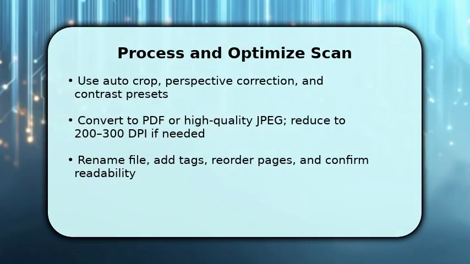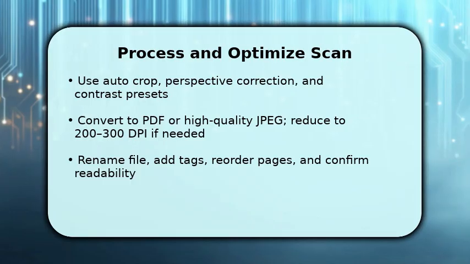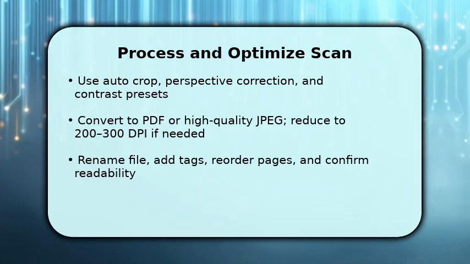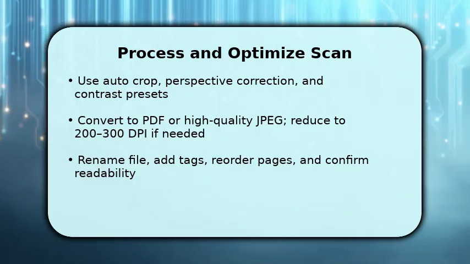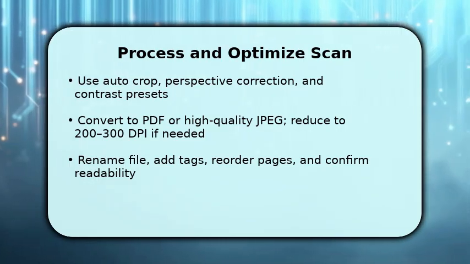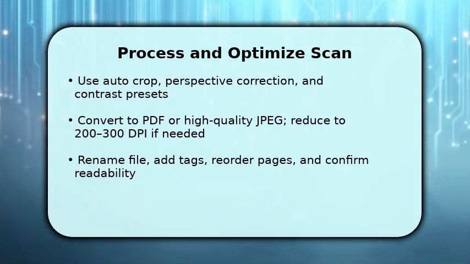You now process the captured images to make the file useful. First, apply auto crop and perspective correction so text sits upright and margins are clean. Then use contrast or black and white presets to improve legibility. Convert the set to PDF if you need combined pages. Once converted, rename the file clearly and reorder pages as necessary.